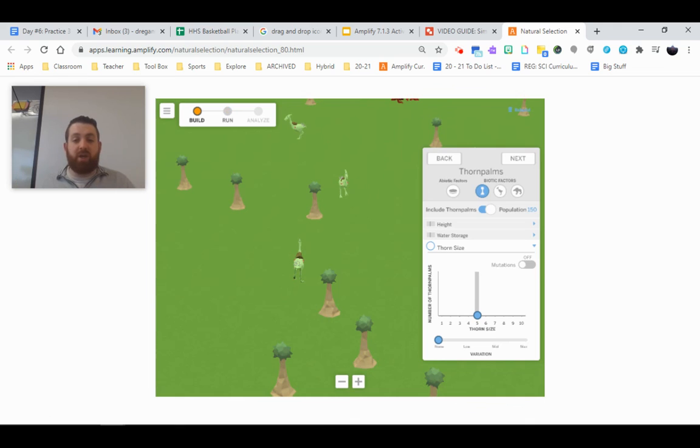Then you'll need to screenshot this section for the slideshow. It's going to test your understanding of variation and your understanding of distribution. If you have questions, reach out. Otherwise, good luck.